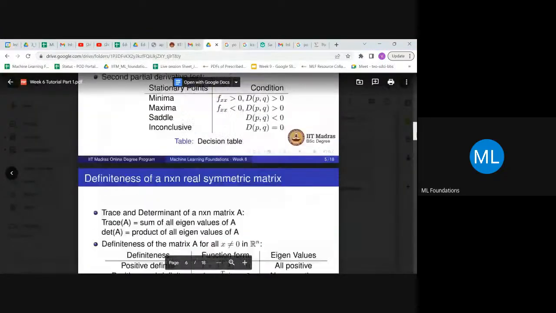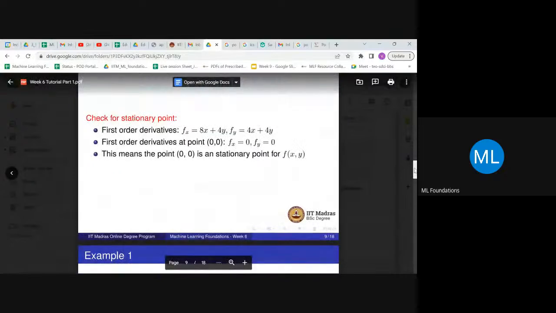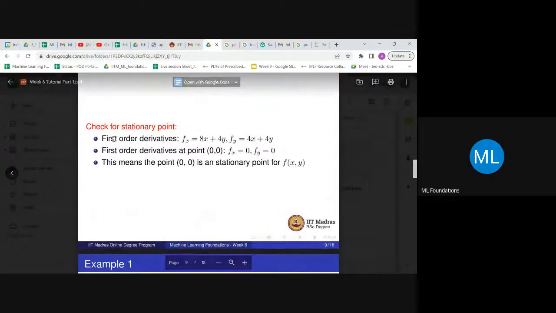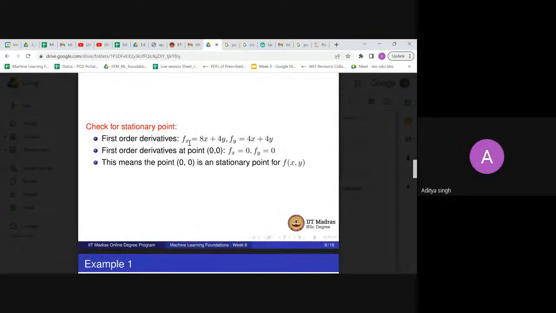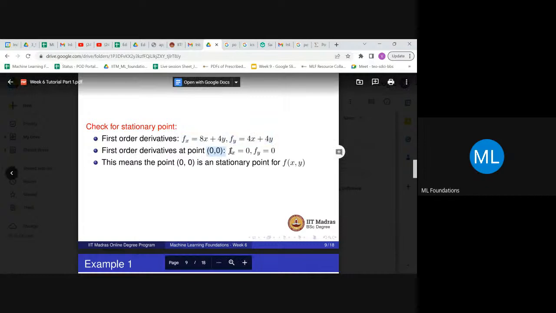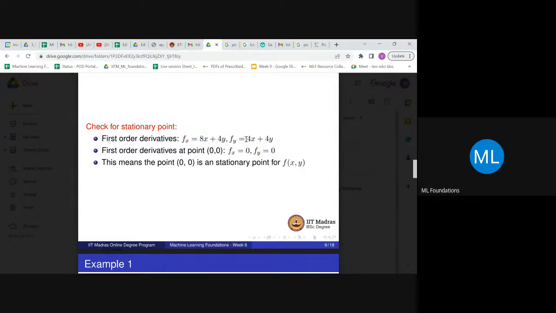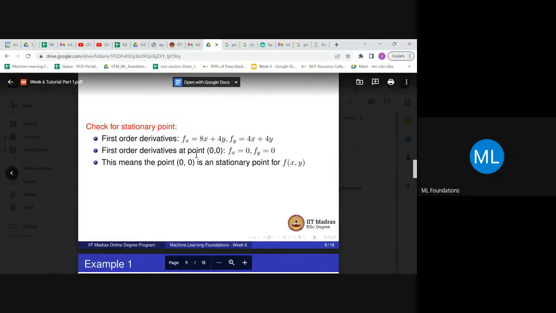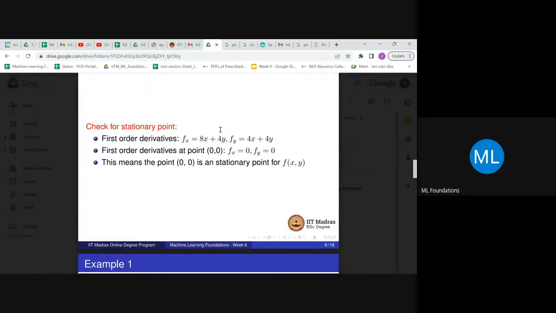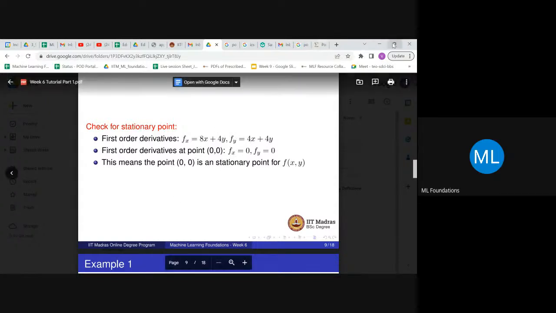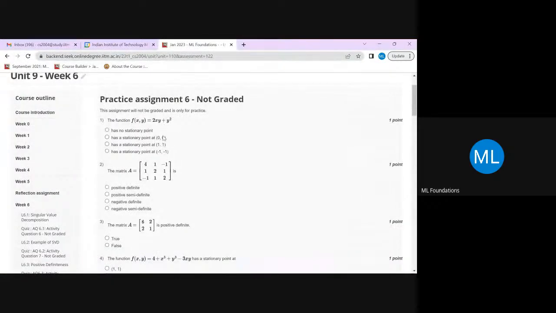See here, this was the question, right? For the stationary point, what did you do? For the first order derivative, you have to calculate first with respect to x and then with respect to y. Then equate it to 0, so 8x plus 4y equals 0, and 4x plus 4y equals 0. So two equations, two variables, you'll be solving and getting x and y for the stationary point, correct? So similarly here you'll be doing the same steps. Okay, so what is the value you are getting, x and y?